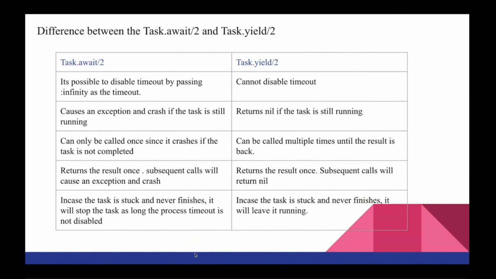In the previous slide, I said that they both have a timeout, and the default timeout is 5 seconds. With Task.await and with Task.yield, you can play along with this timeout. You can change the timeout, either reduce it or increase it. But with Task.await, you can also disable it, while with Task.yield, you cannot disable it. So let's see how that works.